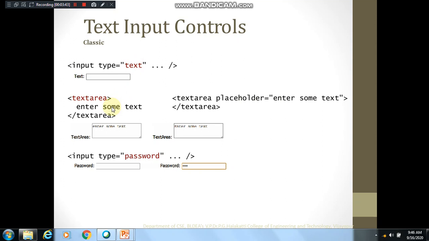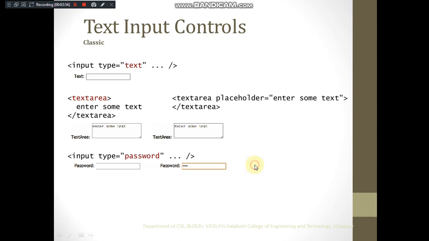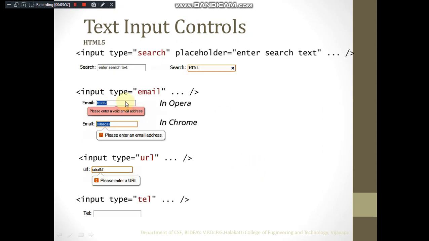Text box looks like this, text area looks like this, right. Password, when you type it, is appearing in a bulleted form, right. You can try this practically also with some examples, right. Then the search text is appearing like this, right. You have a provision for cancellation also. Email, yeah, you can observe this error message here. If I just type something, it is saying please enter a valid email address. Validation of the data entered by the user is done automatically, right. Same is applicable for URL and telephone fields also.